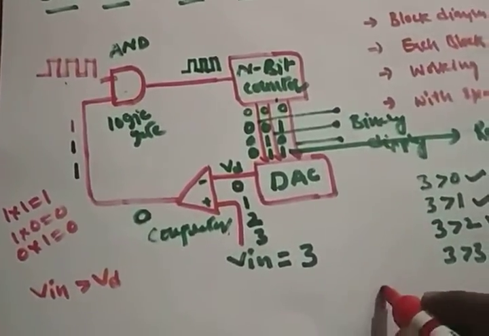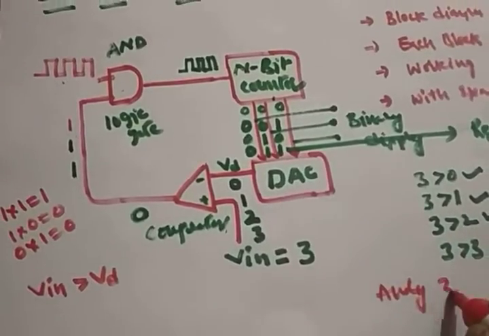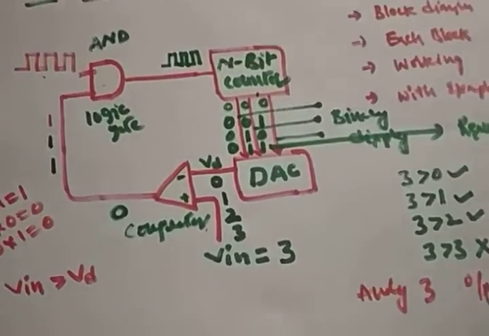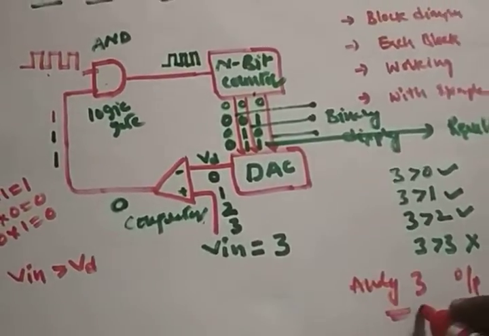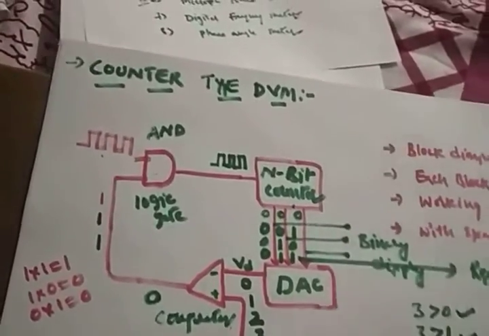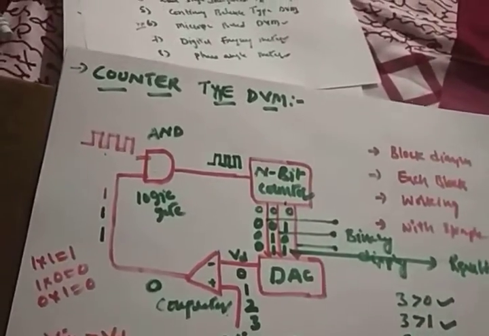So what is given? What is my input? Analog data. The analog input is 3. What is my output? 0, 1, 1. Right? So my analog data is converted to digital form. So like this the counter will work. I hope it's clear. Nothing is there.